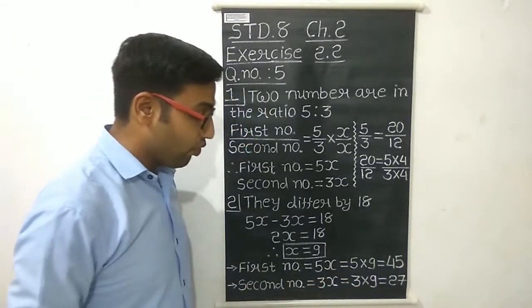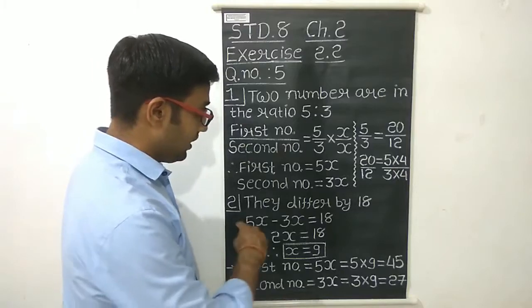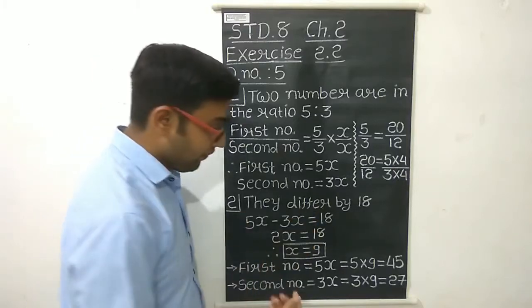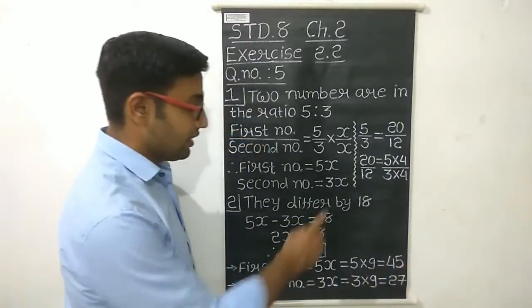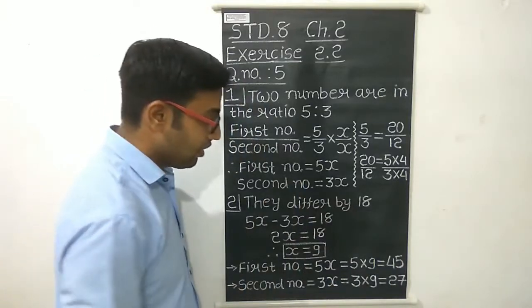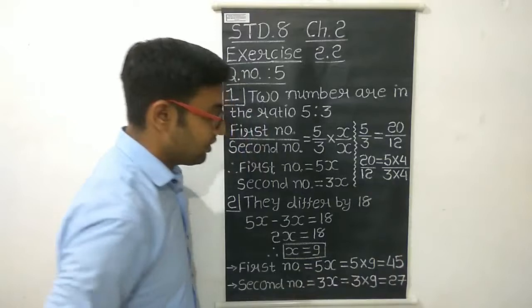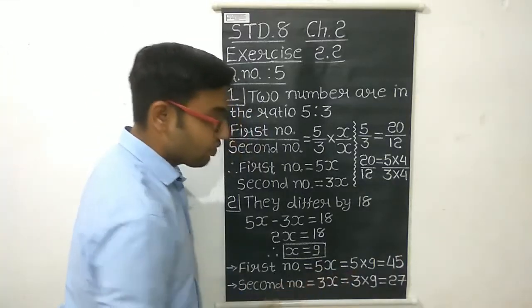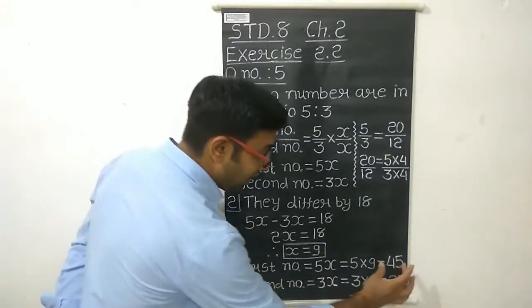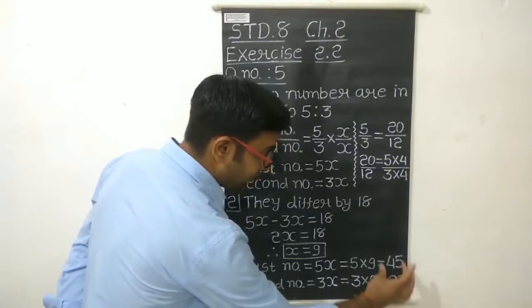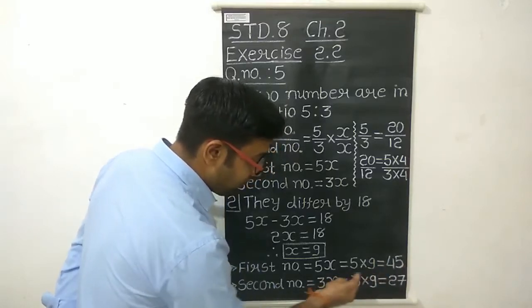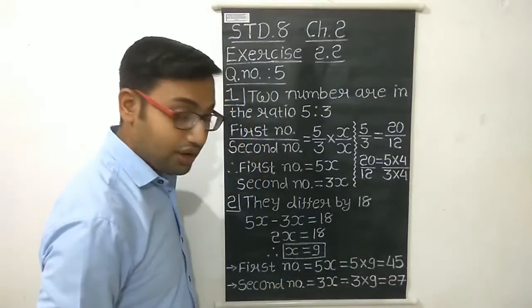Here it is given that they differ by 18. So the difference of 45 and 27 is 18. Yes. Now take the ratio of 45 and 27. What is the common factor? 9 is the common factor. So when we divide both numbers by 9, the 9s will cancel out.